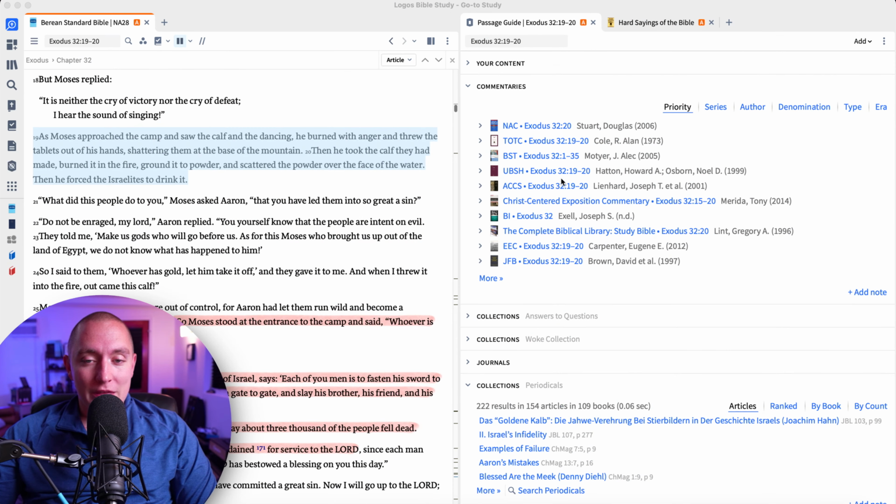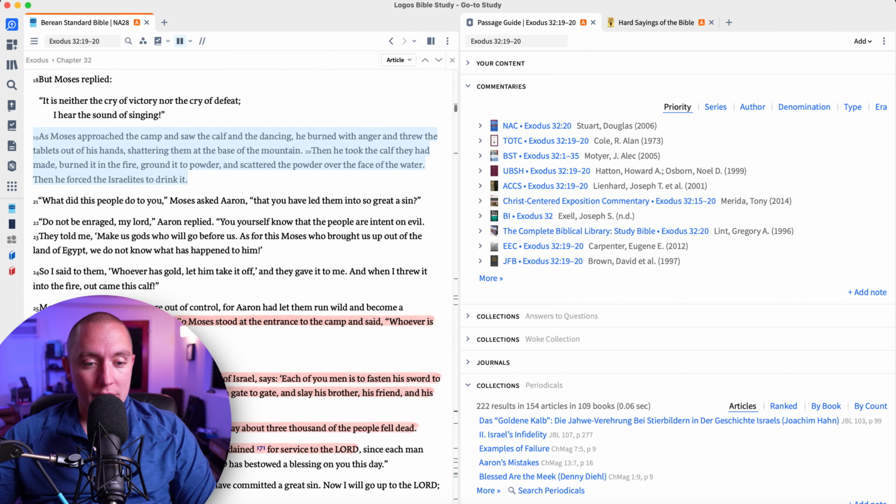Oh my goodness. So not only did he destroy the false idol, but he gave them a symbolic punishment that had to do with the way that they had been idolizing a false god. This is Exodus 32. We're looking specifically at verses 19 and 20.